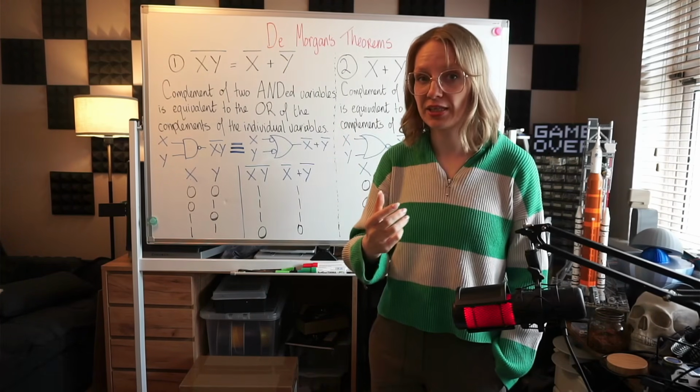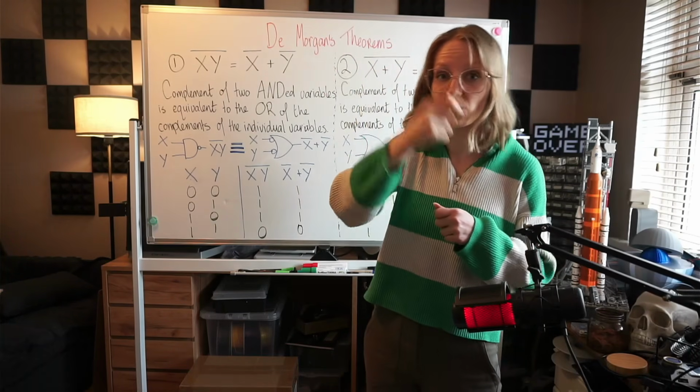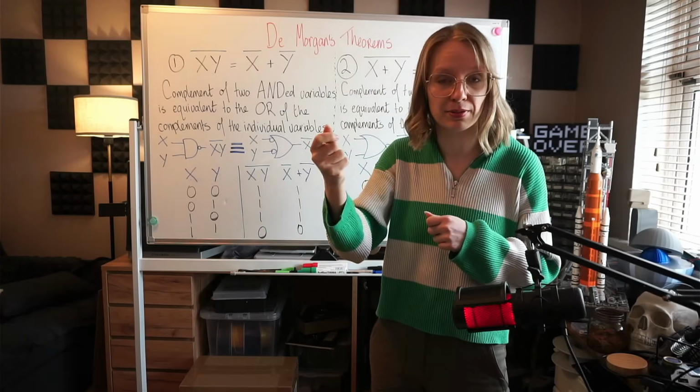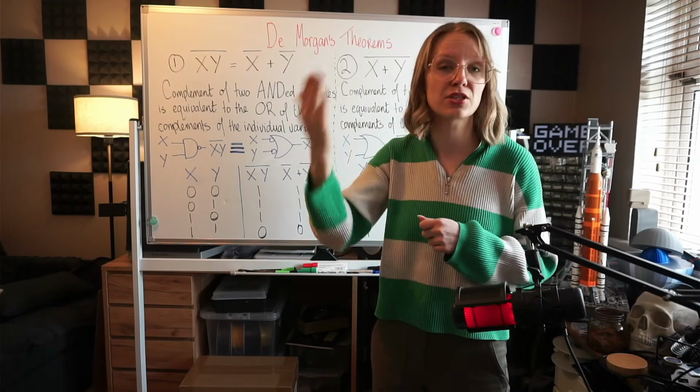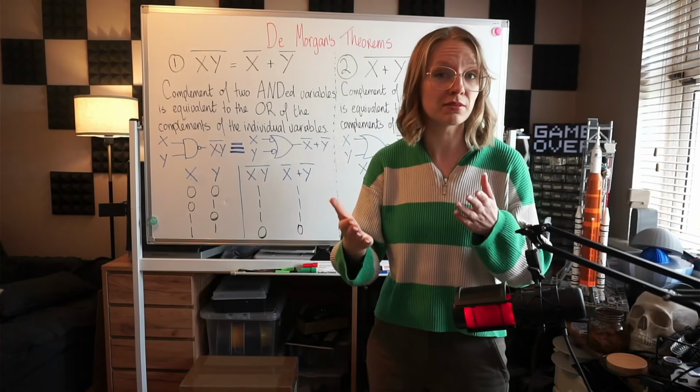The variable is our input, 1 or 0, but it's the wire that's connecting to it. Is it going to be 1? Is it going to be 0? Where does the wire go? The wire itself is the variable. The complement is the inverse of it. So if I said that the variable is 0, the complement of it is 1.